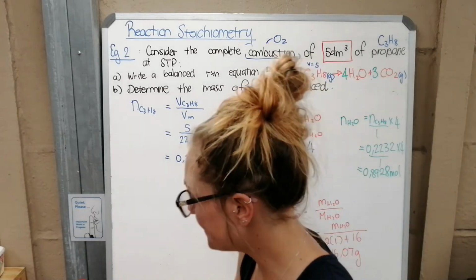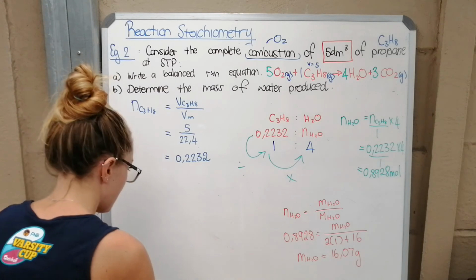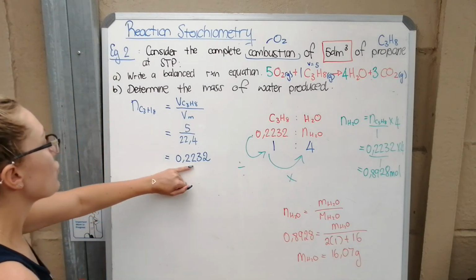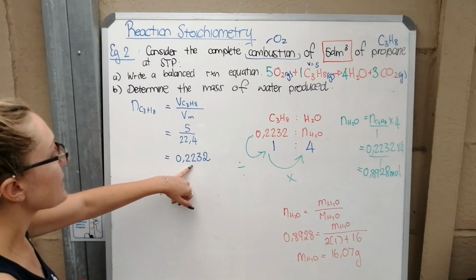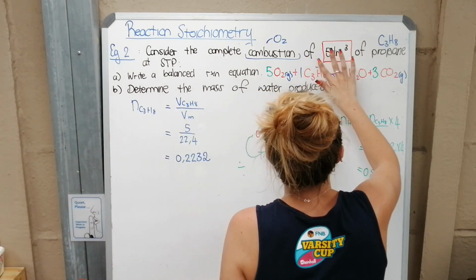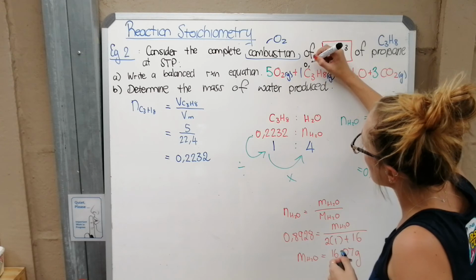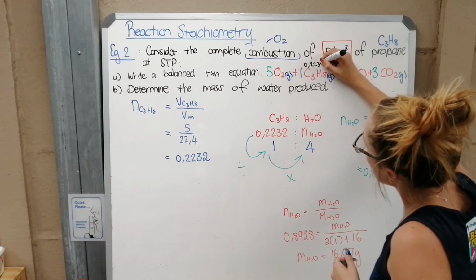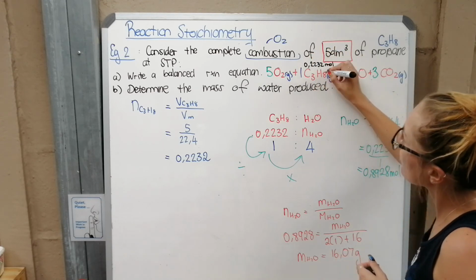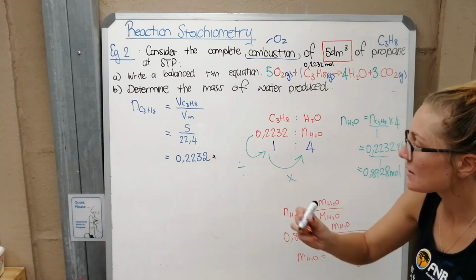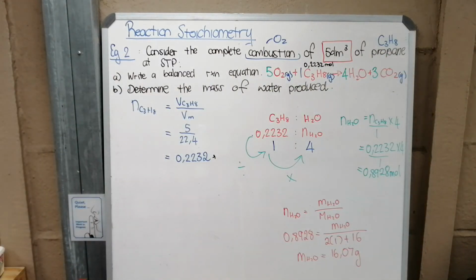Okay. So this 0,2232, I'm actually going to go ahead and write it. That volume is now no longer important. We would rather have moles. So that's 0,2232 moles. We know the moles of propane now. This is important. So I'm going to erase B because I need more space for C. So please do pause it and make sure you've got it all down.